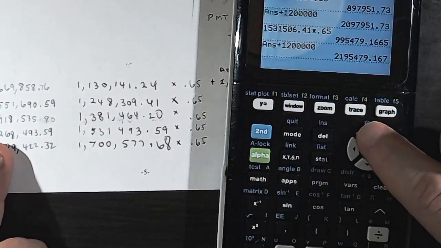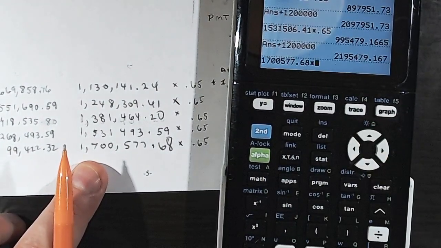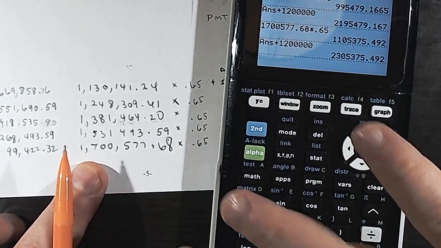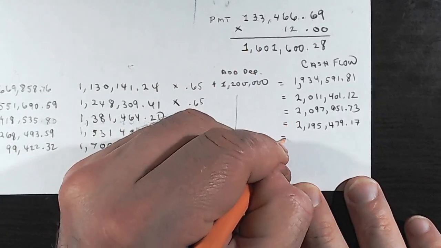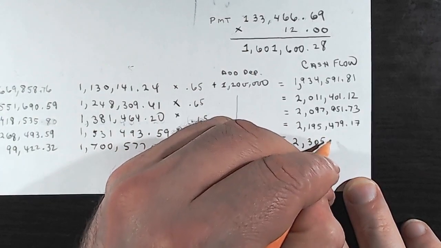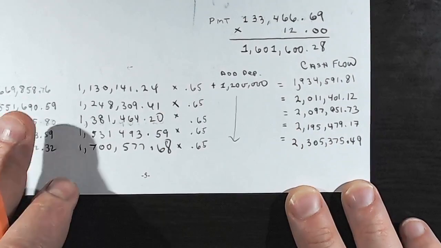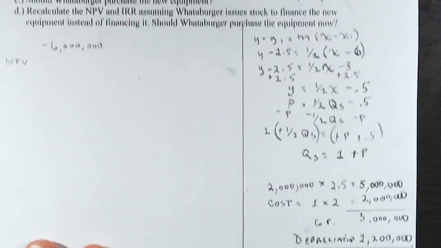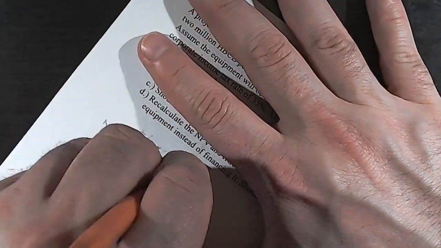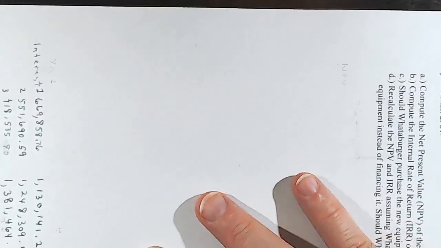So that's that 1,700,000 number. Here it is. Times 0.65 plus 1,200,000. Okay, so in year five, I make the most money back in my project, which is $2,305,375.49. Okay, so I need these cash flow numbers up here. I'm going to have to write this in a different way because I run out of room writing all over this page. I'm going to have to write sideways.